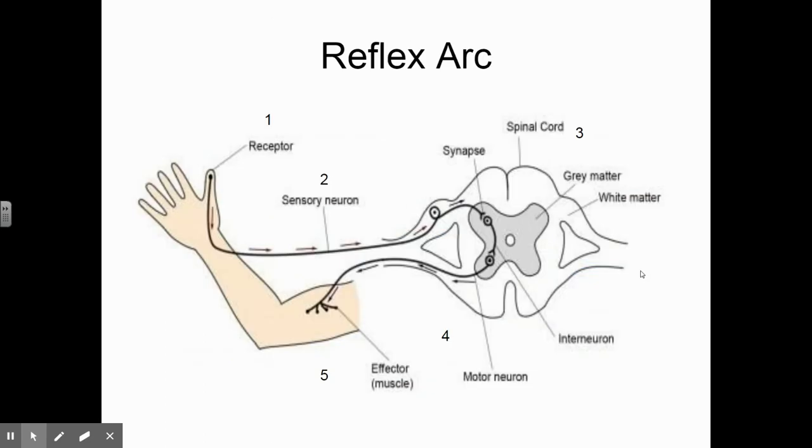All right, and the last thing we're going to talk about is the reflex arc. So a reflex arc is a way for your body to respond to your environment, usually in a very quick manner so that you can be protected. There are 5 main parts to a reflex arc, and those are numbered in this picture, and I'm going to go over those different parts on the next slide.